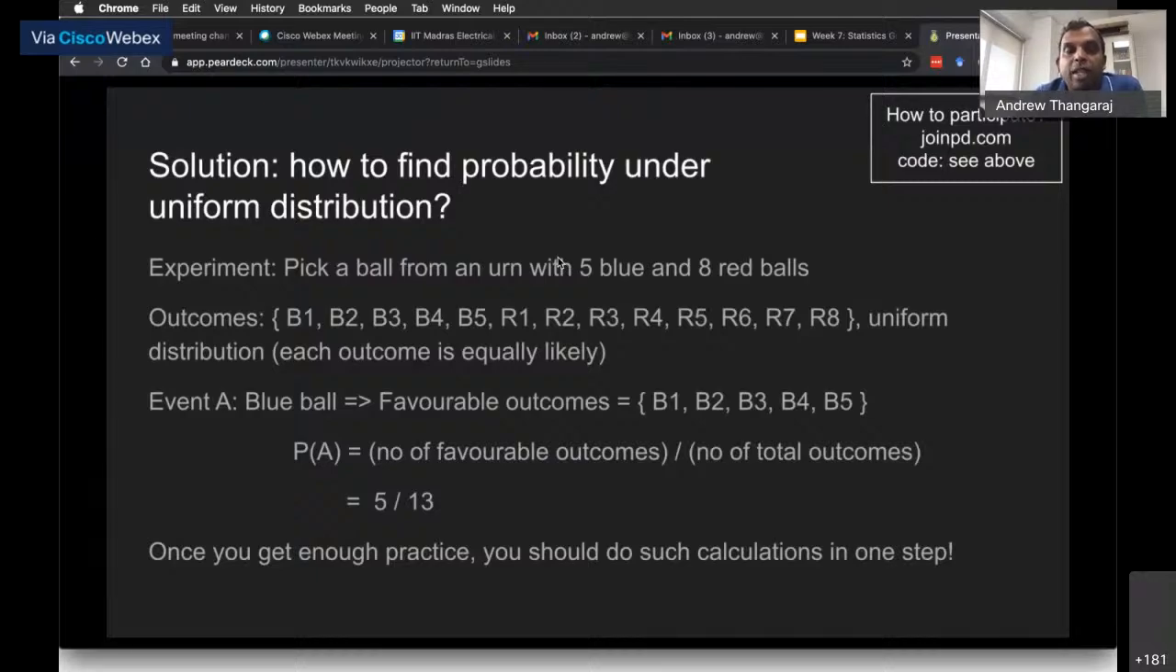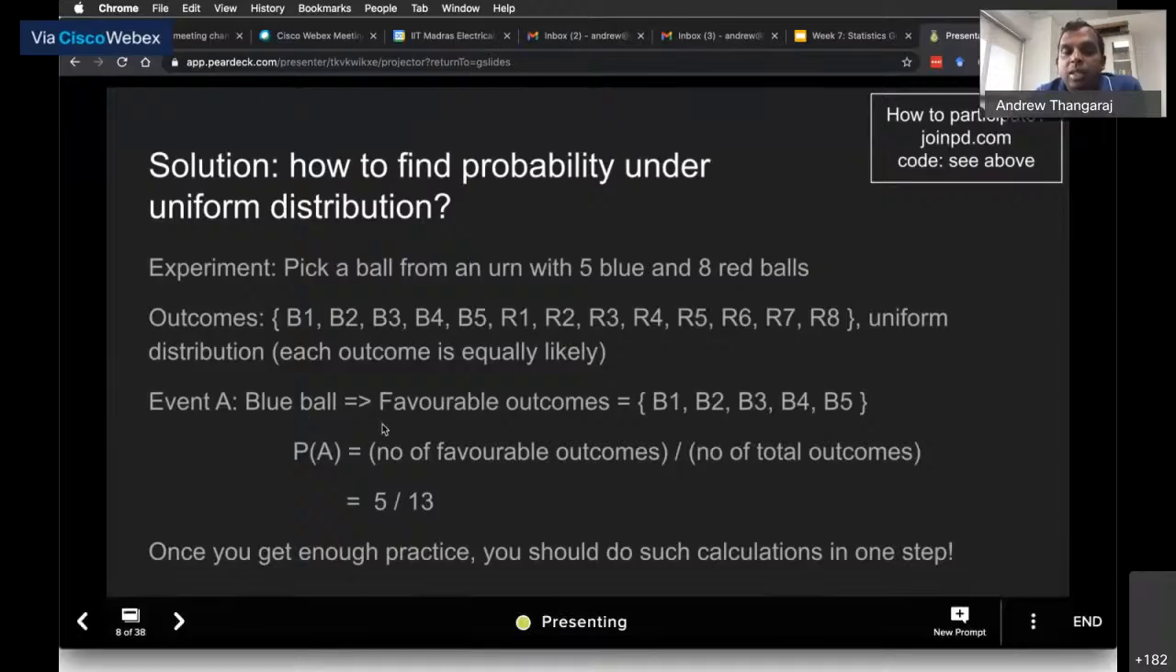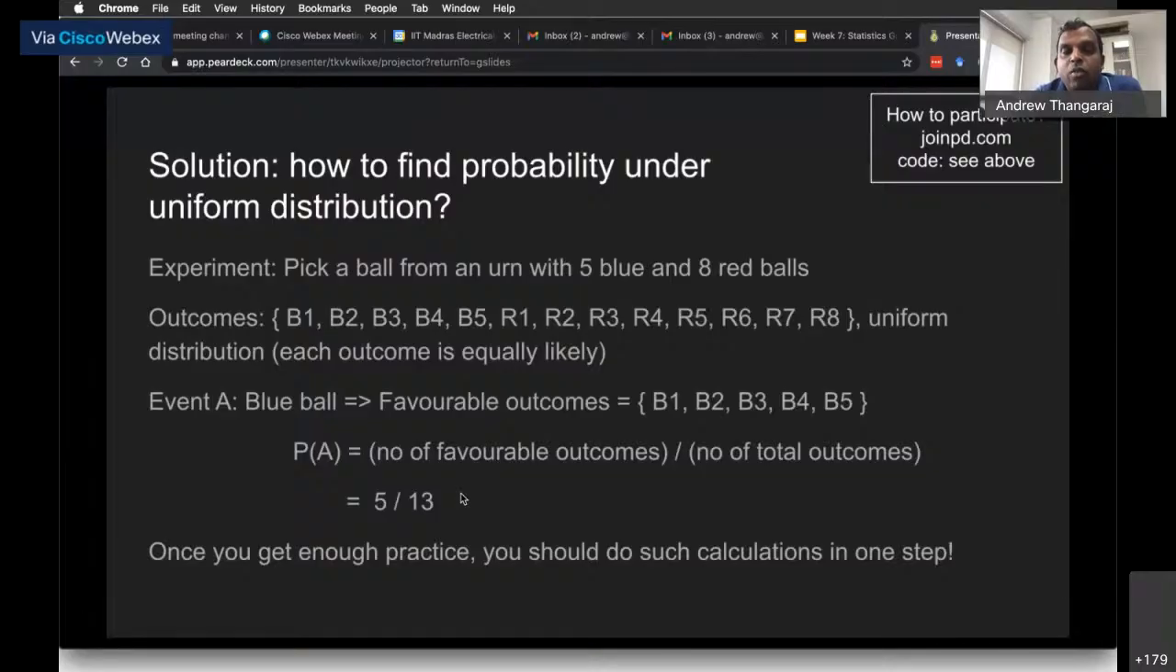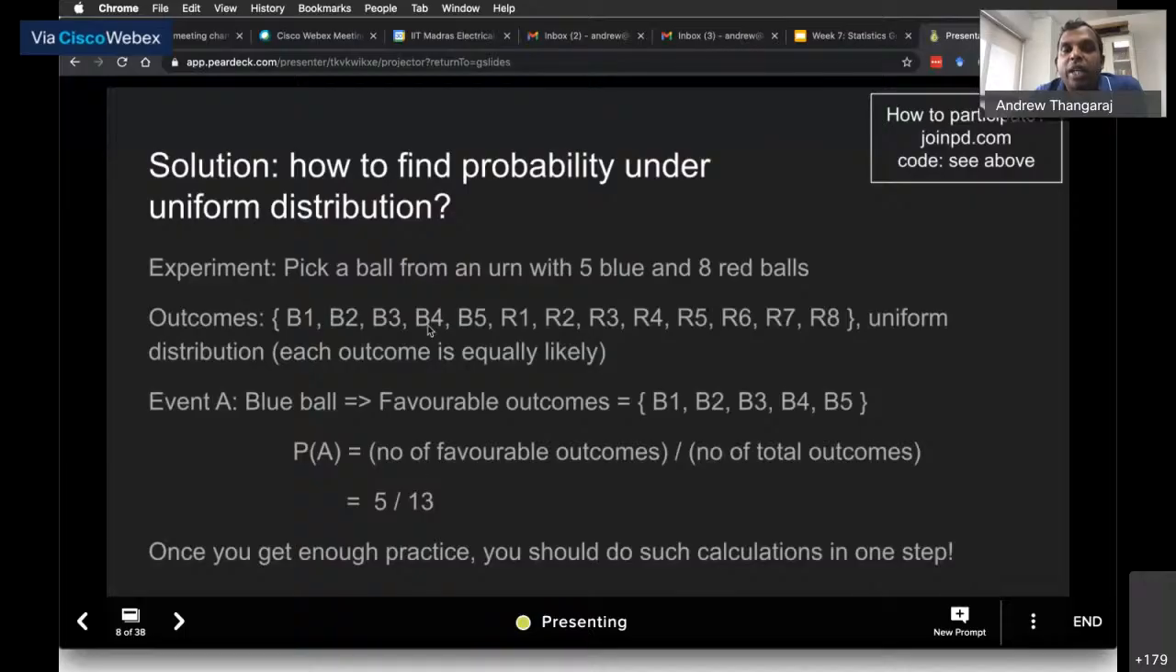So if you have an event that's favorable to you, you just count the number of favorable events divided by the total number of outcomes. You get 5 by 13. I put down all these things laboriously, but most people will just write 5 by 13. They'll see the question and write 5 by 13. It's in some sense obvious, not a very involved calculation, but it's good to know where it comes from, because if you get confused, you can go back to the basic definition. So that was a quick solution, a prelude to question 1.